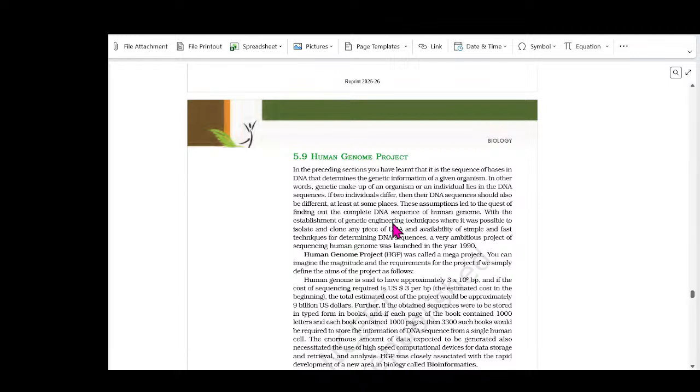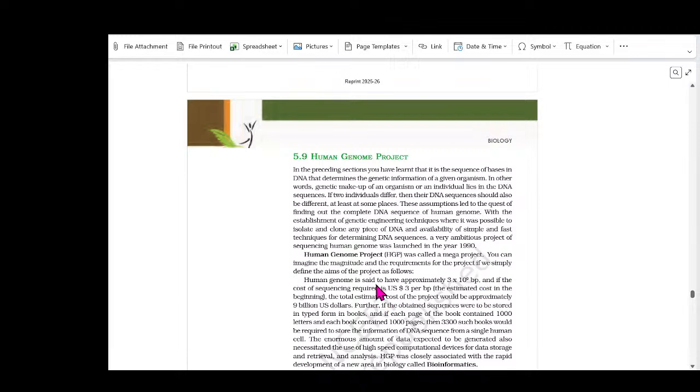With the establishment of genetic engineering techniques, where it was possible to isolate and clone any piece of DNA, and availability of simple and fast techniques for determining DNA sequences, a very ambitious project of sequencing the human genome was launched in the year 1990. Human Genome Project, or HGP, was known as the mega project because you can imagine the magnitude and the requirements for the project if we simply define the aims of the project as follows.